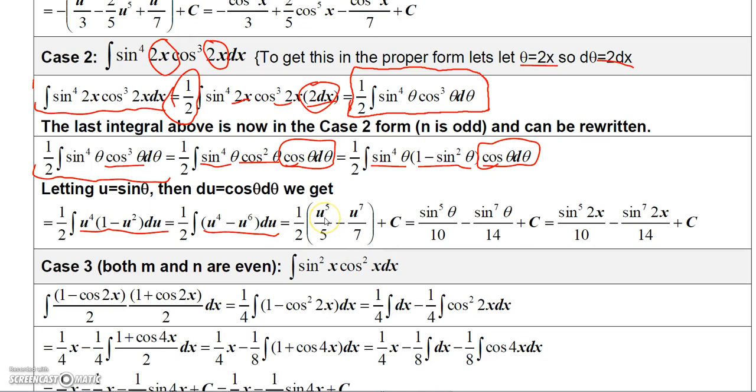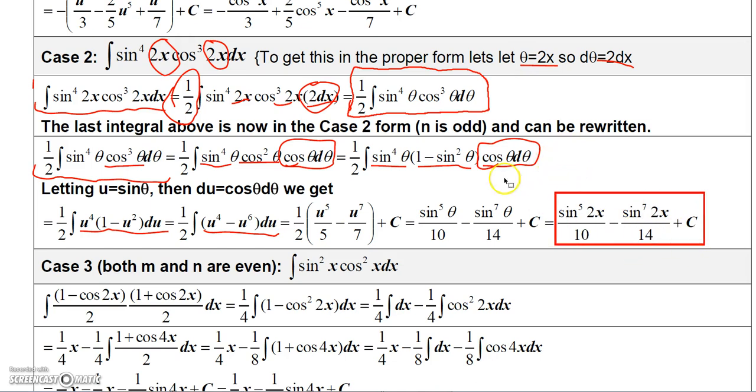And then I'm going to replace u with my substitution, sine theta. So I have sine theta to the 5th power here, and sine theta to the 7th power here. And then there's one more last thing I've got to do. I've got to replace the theta with the original substitution, which was 2x. So I have sine of 2x to the 5th power over 10 minus sine of 2x to the 7th power over 14, and then add the constant. And so there's your final answer right here.